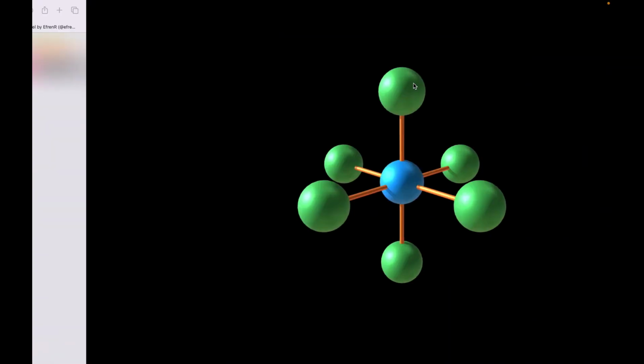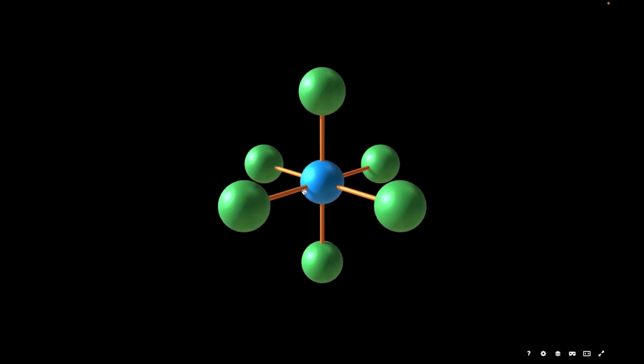I can show you the 3D arrangement. This is the octahedral arrangement for the hexaaqua complex of water, where you can see these two bonds which are in a plane, then two bonds are going away from you and two bonds are coming towards you. So this is the octahedral arrangement.